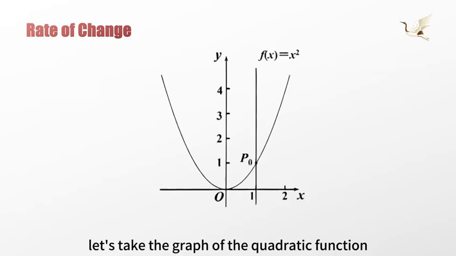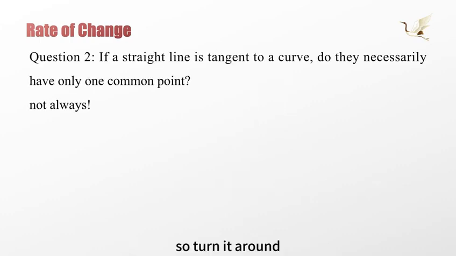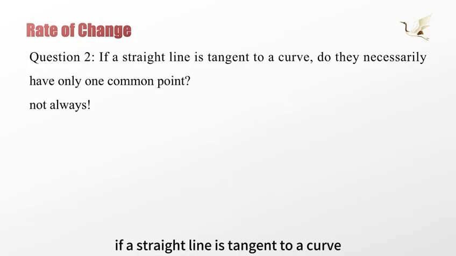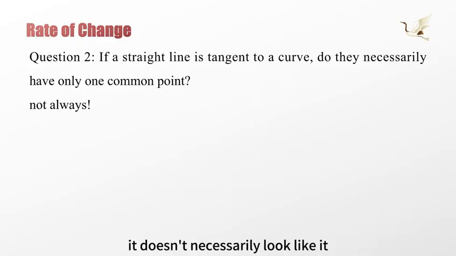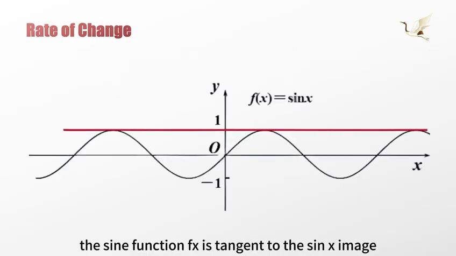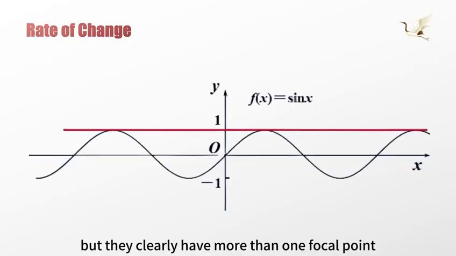Let's take the graph of the quadratic function f(x) = x squared that we are going to study today. The line x = 1 has only one intersection point with it, (1, 1), but they are clearly not tangent. So turn it around. If a straight line is tangent to a curve, do they necessarily have only one common point? It doesn't look like it. For example, the sine function f(x) = sin x is tangent to the line y = 1, but they clearly have more than one common point.